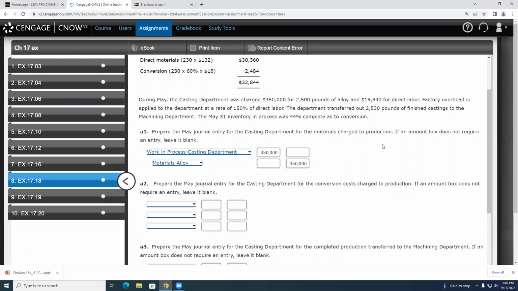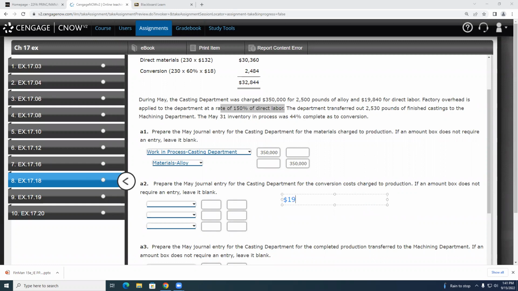A2 says, prepare the May journal entry for the casting department for the conversion costs charged to production. So we have direct labor, that is one of the conversion costs. And the other part of the conversion cost is the overhead, which we're told is applied at a rate of 150% of direct labor. So just to make sure I'm being clear, let's go ahead and put this calculation right on the screen. So we have our direct labor.